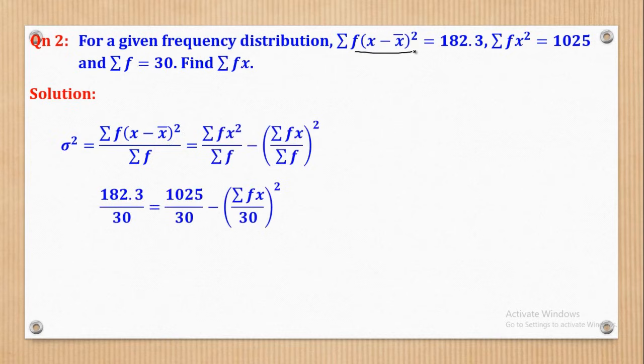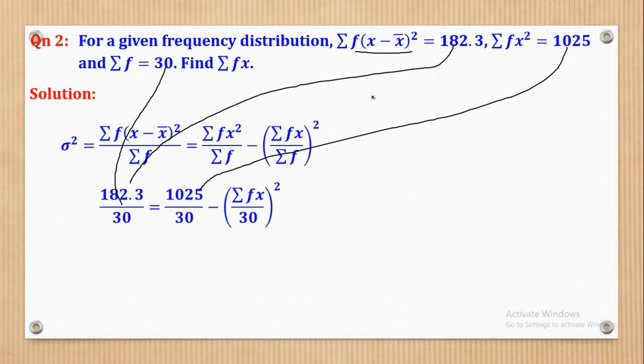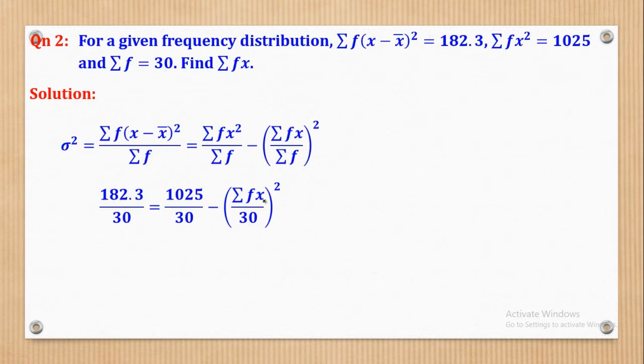This one is already given here, so we shall come and substitute it. Then summation of f is here, so we come and substitute. Summation of fx squared is here, so we shall substitute. Summation of f is here, come and substitute, and also put it there. So I think you realize that now we only have this as the only unknown. So our aim is to look for a way of making it the subject.